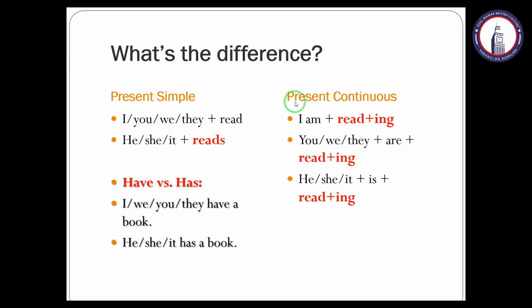In present continuous, our main verb is plus an ing, but I with am, you, we, and they with are, he, she, and it with is. This is the rule of present continuous. Then our main verb, which is read here, should have an ing to show the progression of present continuous.